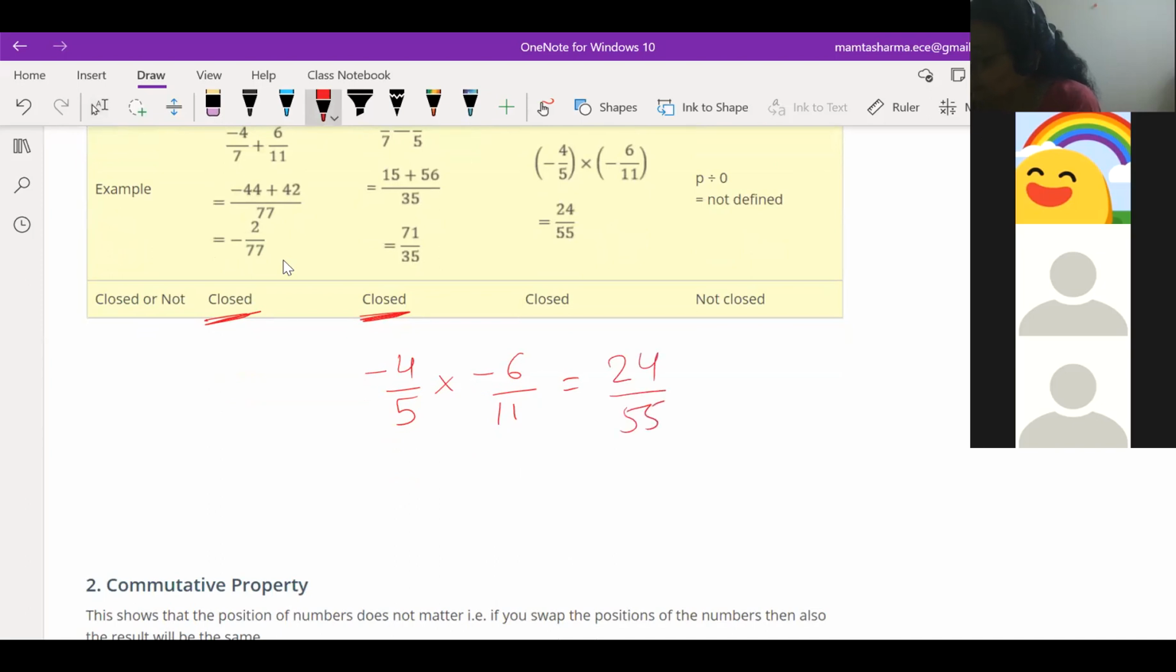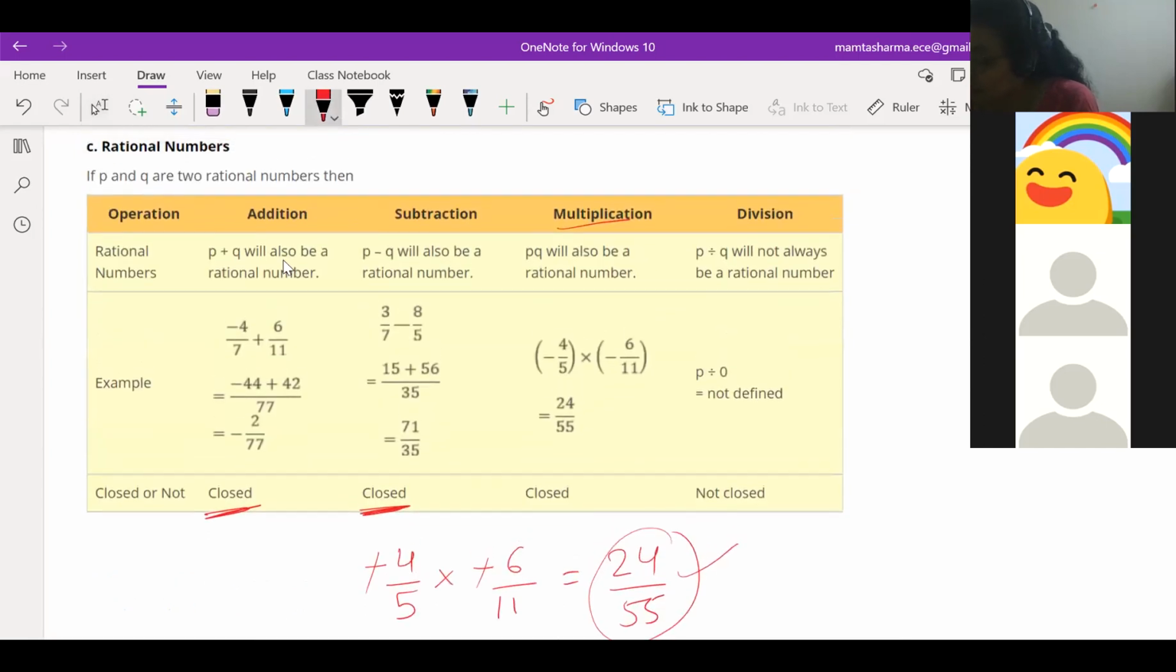Plus or minus? Plus only, because the minus would get cancelled, and you will get positive 24 by 55. That is also a rational number. It means a rational number is closed under multiplication, or it satisfies the closure property in the multiplication process. Now we will check whether it is closed for division or not.